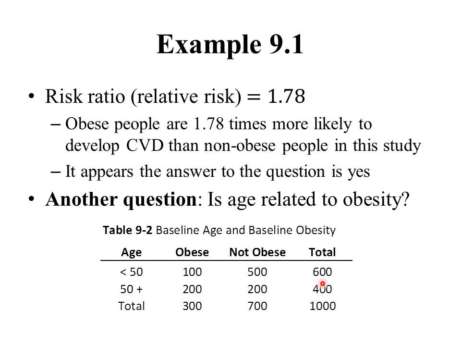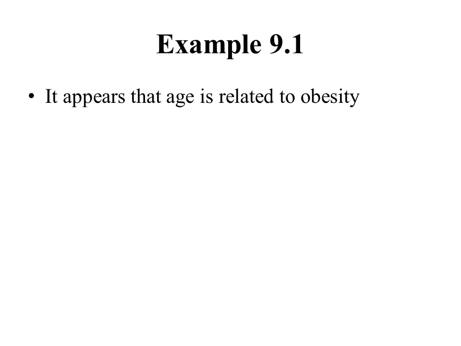So let's briefly look at these numbers. Let's look at this row here. We see that half of our people age 50 plus were obese, whereas only 100 over 600, so 1/6, of our people age 50 or less were obese. And so that indicates an apparent big difference in levels of obesity between these two age groups. So it appears that age is related to obesity. Based off of this data, it looks like as age increases, the prevalence of obesity also increases.